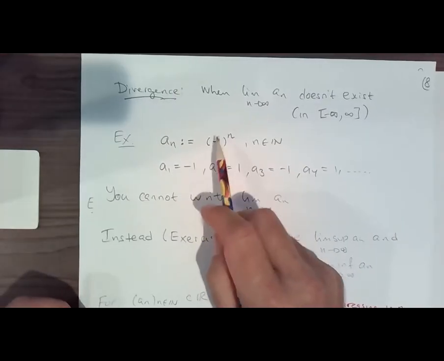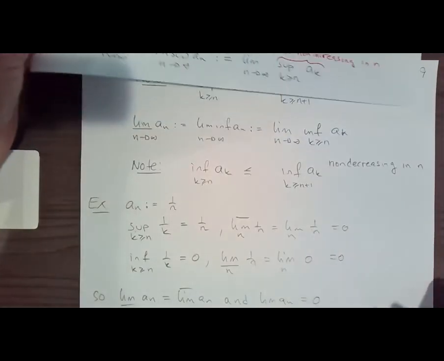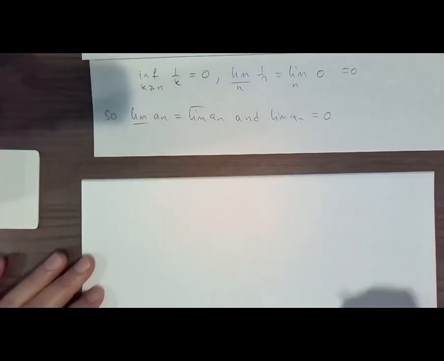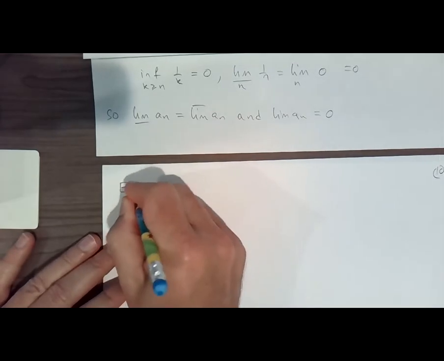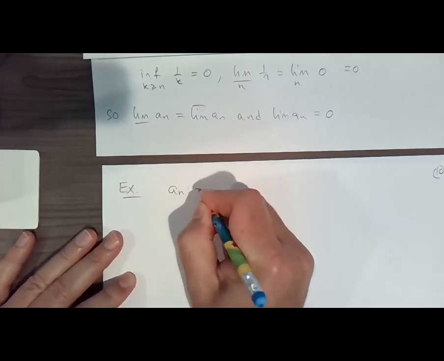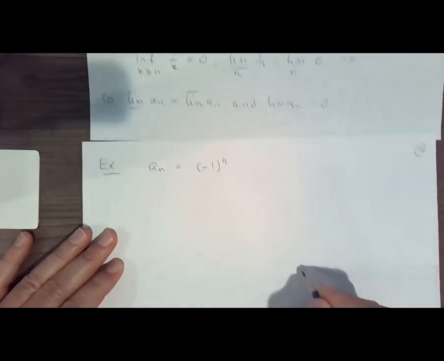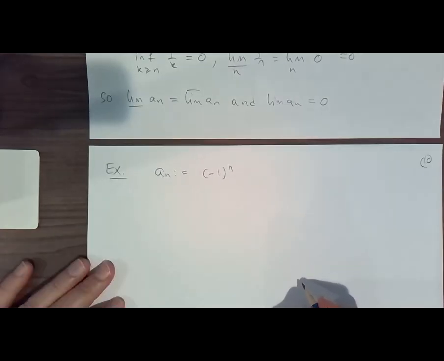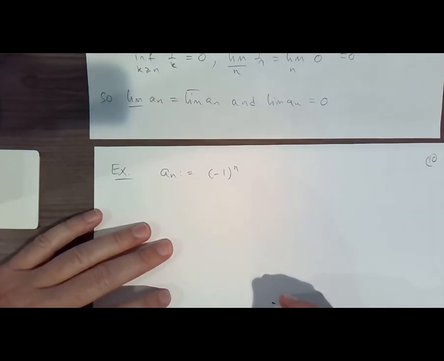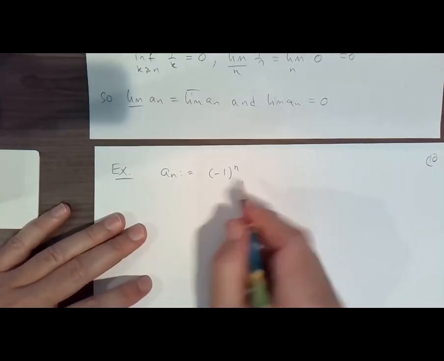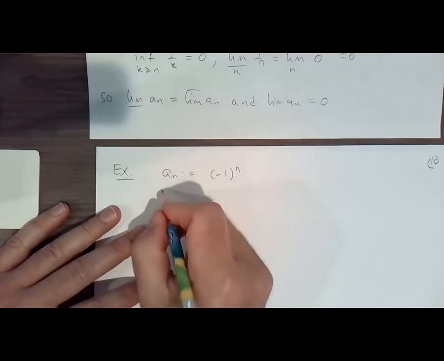So now we go back to the trouble case. This is the one where we don't have a limit. This is minus 1 over n. What happens here? Let's do the other example, and let's see the difference. We go back to the trouble case. This was a_n equals minus 1 to the nth. So here there's no limit. Okay, so let's see what happens with lim sup and lim inf.